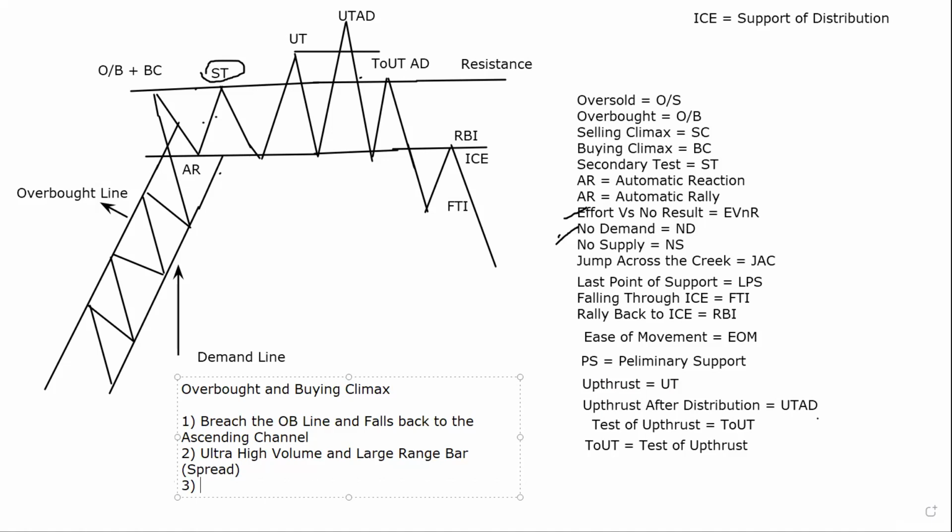Now, we do not sell a buying climax or overbought. Remember that we never sell it. We have to wait for the test and for the trading range to form. Once the trading range is formed, we sell. Where do we sell? We sell at UT. This is our first sell. When we sell at UT, we will exit our position at the AR. The buying climax gives us resistance, and the AR gives us ICE.